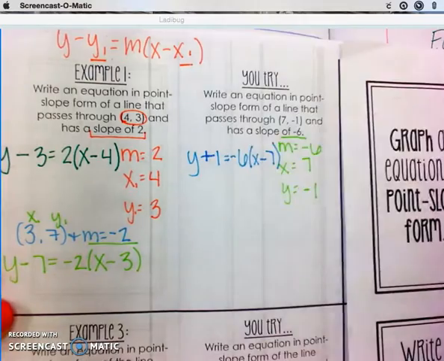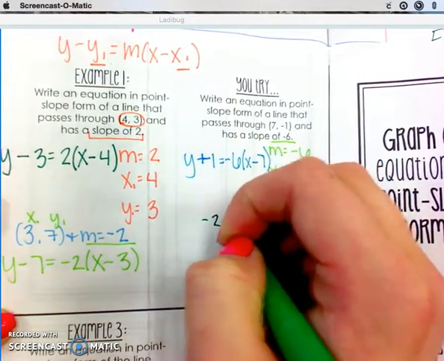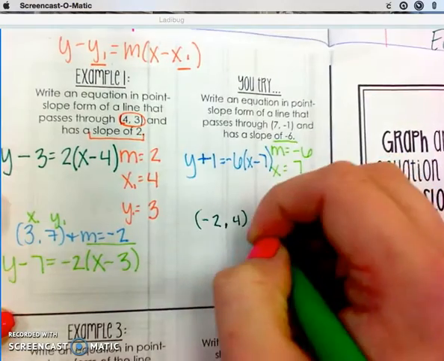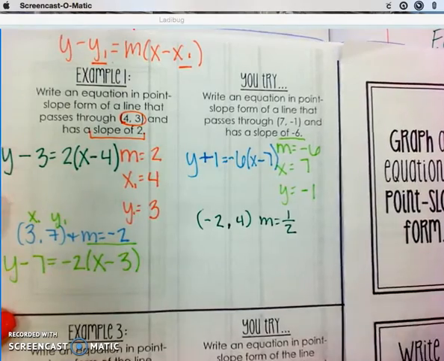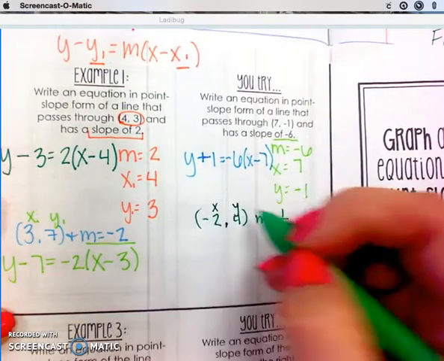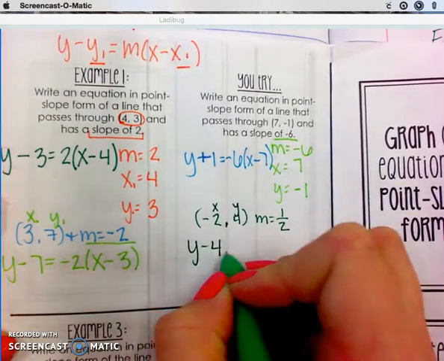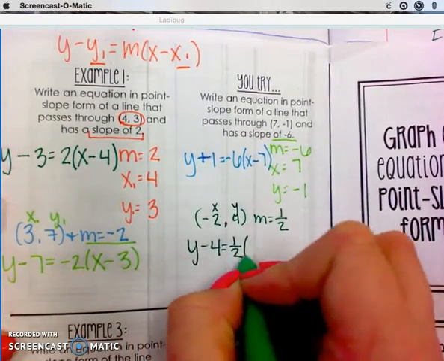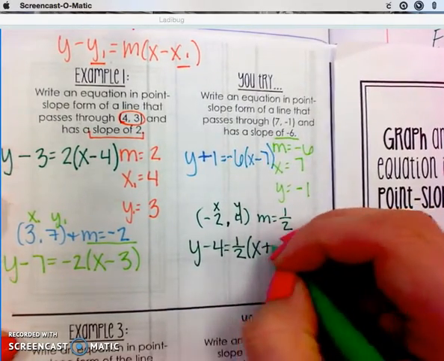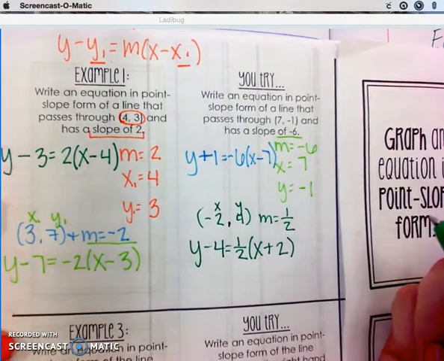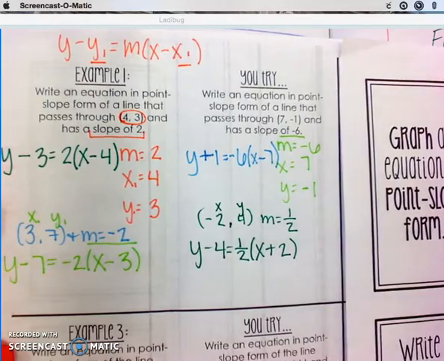And then you could try (-2, 4) and a slope of 1/2. Remember your x and your y. y minus 4 equals 1/2 times x minus -2, which will be that plus 2. Pay attention to those negatives in the coordinates.